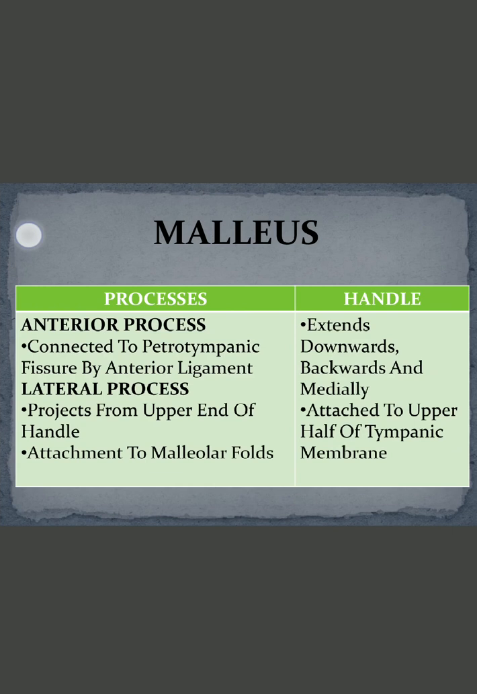Now malleus has a neck, rounded head. It has two processes and a handle. So the processes of the malleus are the anterior process and the lateral process. Anterior process is connected to the petrotympanic fissure by the anterior ligament. So there are three ligaments of the malleus, superior and lateral are connected to the head, and the anterior ligament is connected to the anterior process, and this helps to connect it to the petrotympanic fissure.